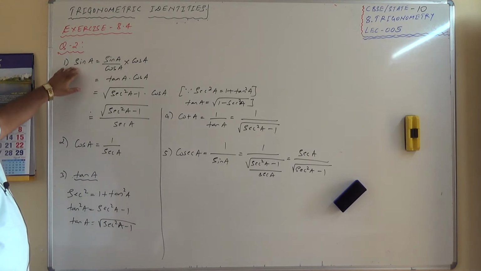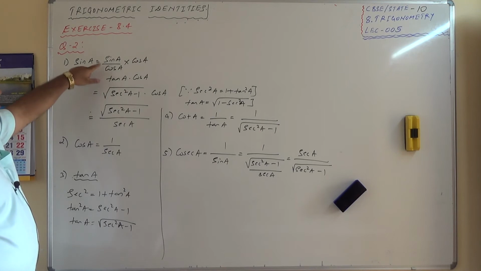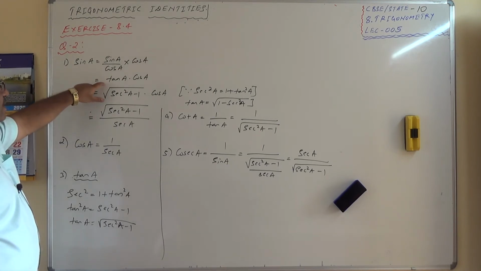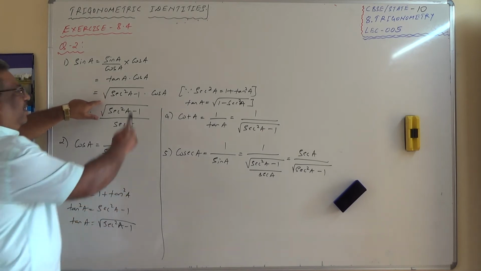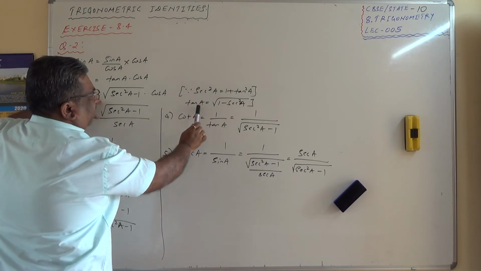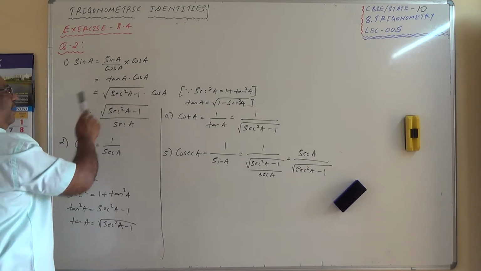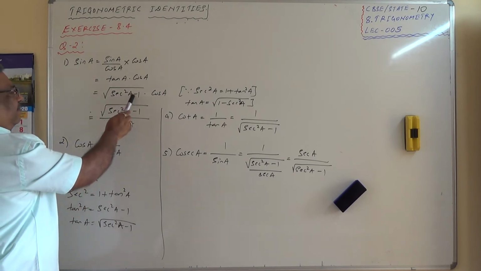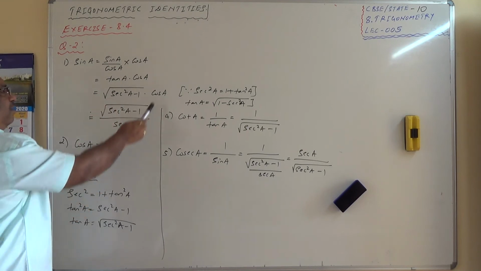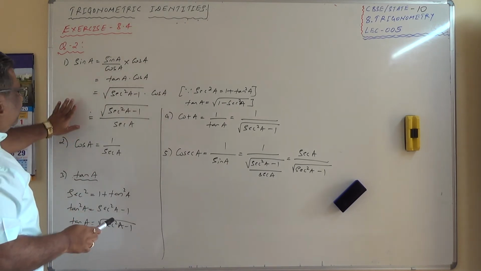Here sin A can be written as sin A by cos A into cos A. This is tan A into cos A, and tan A can be replaced with under root sec square A minus 1 into cos A. How is it so? Sec square is 1 plus tan square, so tan A equals under root of sec square minus 1. Under root of this is equal to tan A, into cos A. Cos A can be written as 1 over sec A. So this is how we can express sin A in terms of secant A.